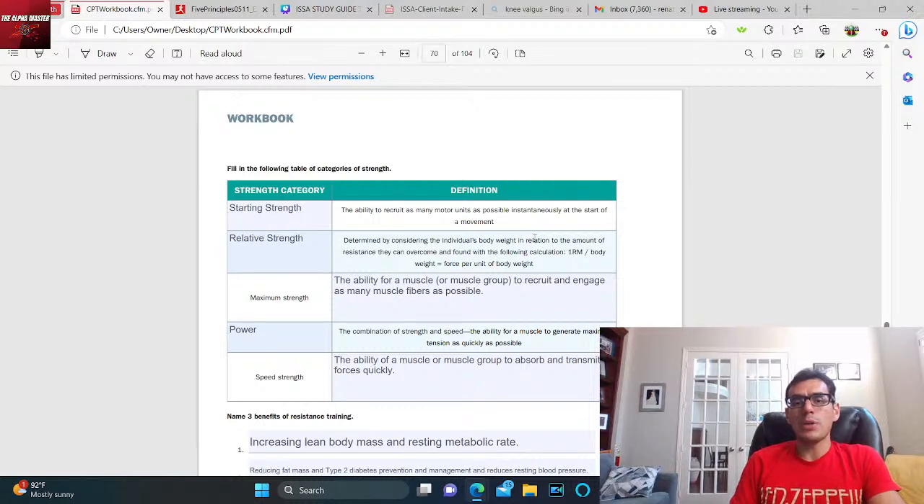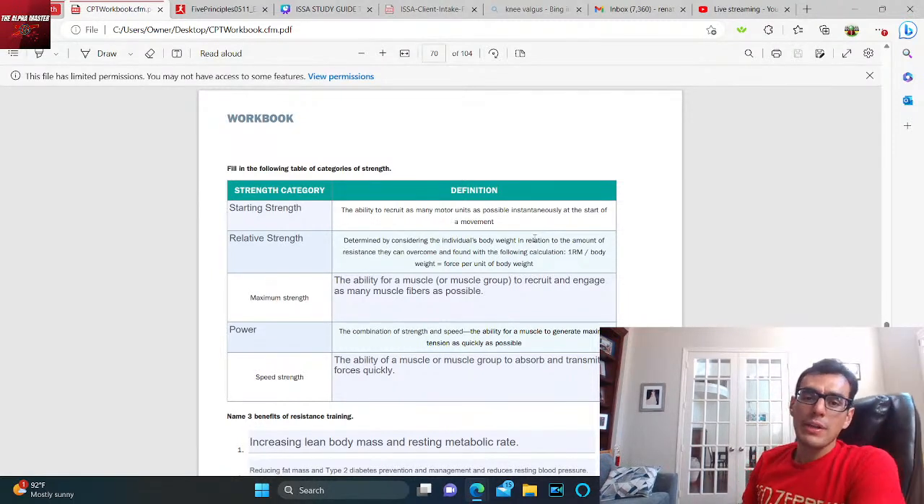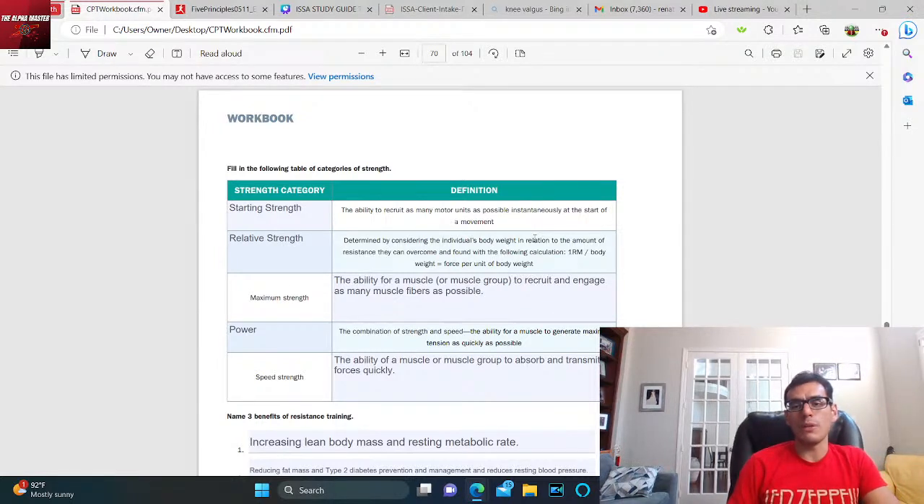So fill in the following table of categories of strength. The starting strength is the ability to recruit as many motor units as possible instantaneously at the start of a movement. Relative strength is determined by considering the individual's body weight in relation to the amount of resistance that they can overcome, and is found with the following calculation: one range of motion divided by the body weight is equal to the force per unit of body weight.